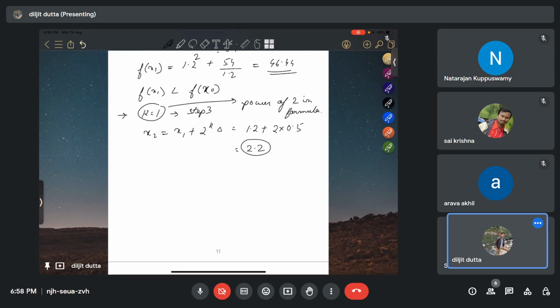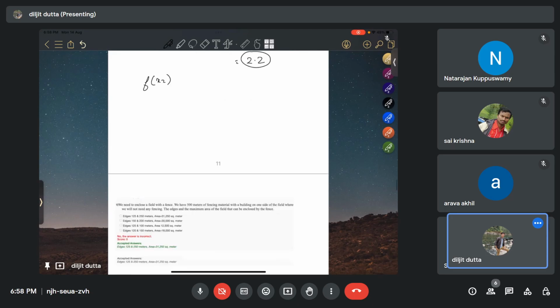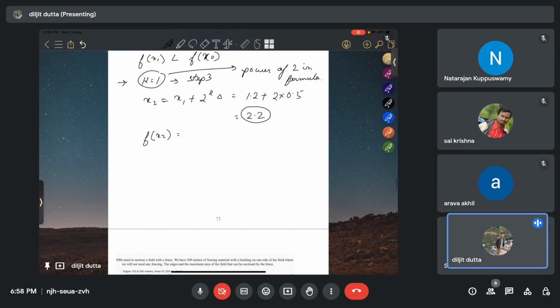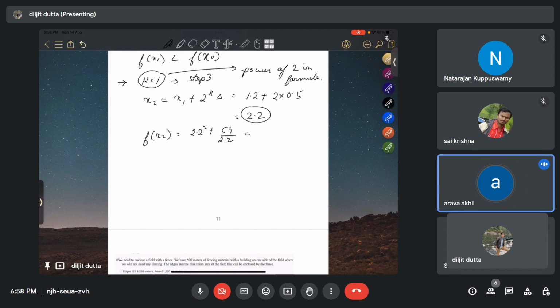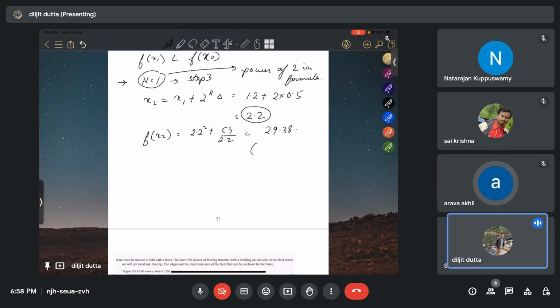So now f of x2 will be equal to 2.2 square plus 54 by 2.2. So the value will come as 29.38. So again we have seen that f of x2 is less than f of x1. So again we will have to proceed to the next iteration.